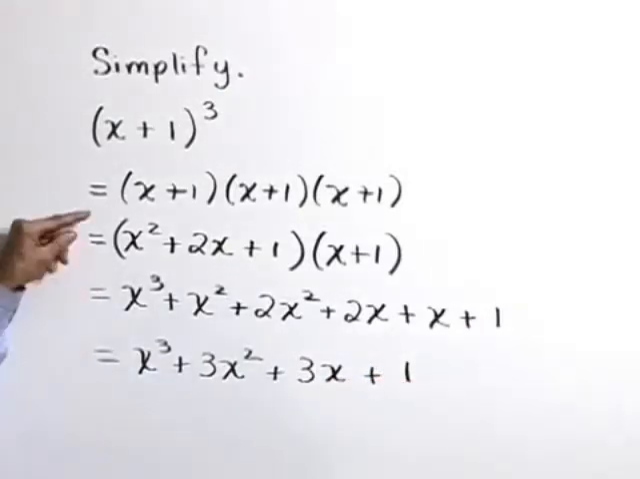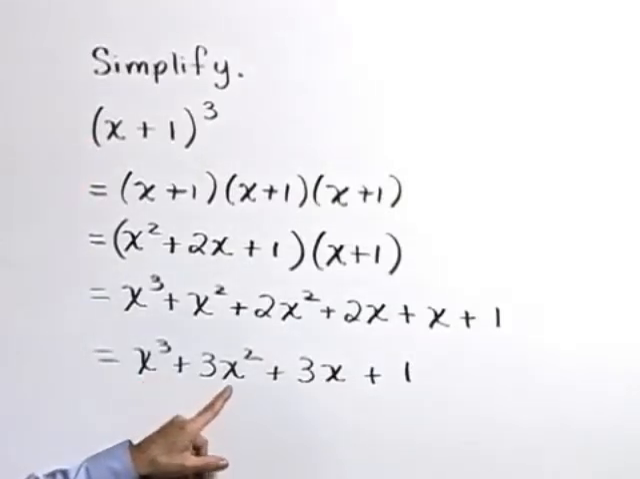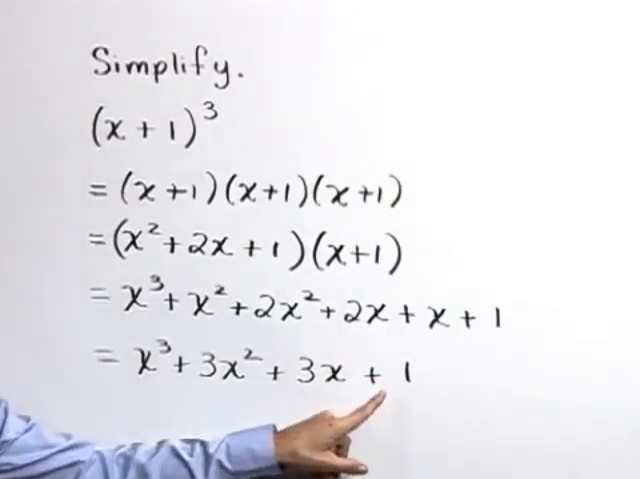So the simplified form of (x + 1) to the third is x to the third plus 3x squared plus 3x plus 1.